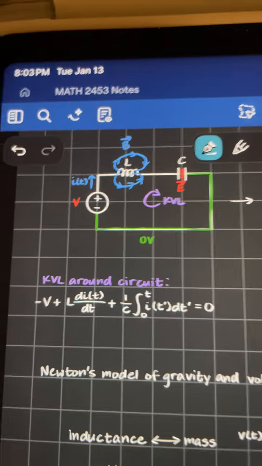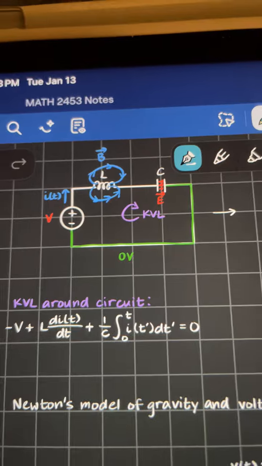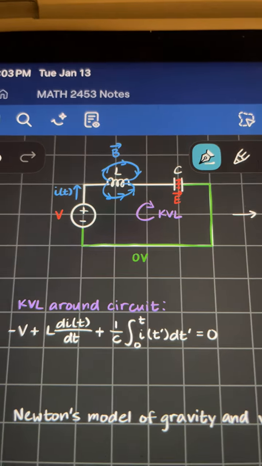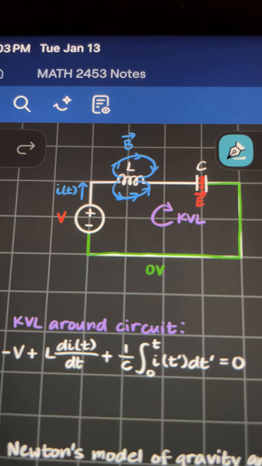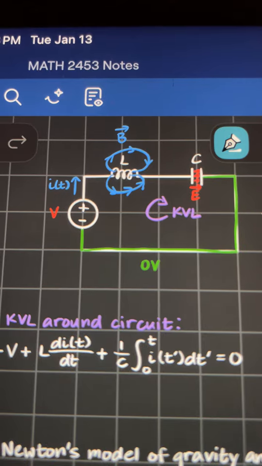Hey guys, so today I wanted to talk about how LC circuits and spring mass systems are related, because I think it's pretty cool. So right here we have this simple LC circuit, two energy storage units, and we have 0 volts of potential at ground where the negative terminal of the battery is.